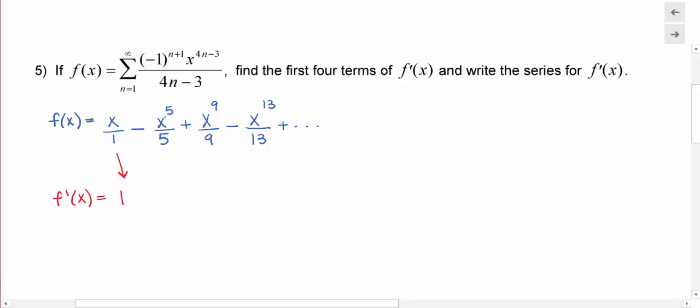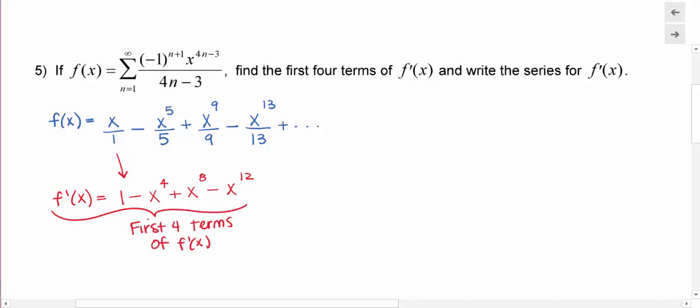Now I'm going to do power rule on x to the fifth over 5. So when I bring the 5 down and multiply, that will divide. So this derivative should just be x to the fourth. Do the derivative of x to the ninth over 9. It shouldn't take you too long to figure out that's x to the eighth, right? Bring down the 9 and multiply. Those will divide. 9 divided by 9 is 1, and I just get x to the eighth. And then minus x to the 12th. Again, it only wanted the first four terms of f prime of x, and I've got them. Okay, so here's the first four terms of f prime.